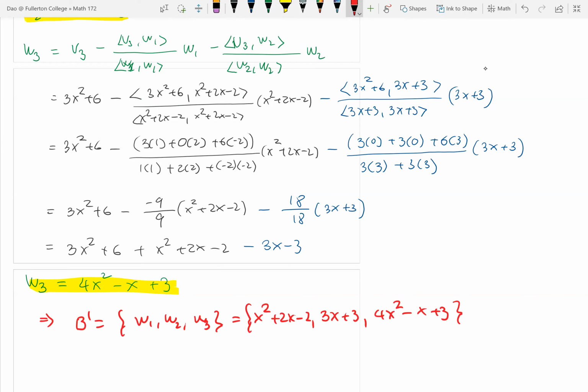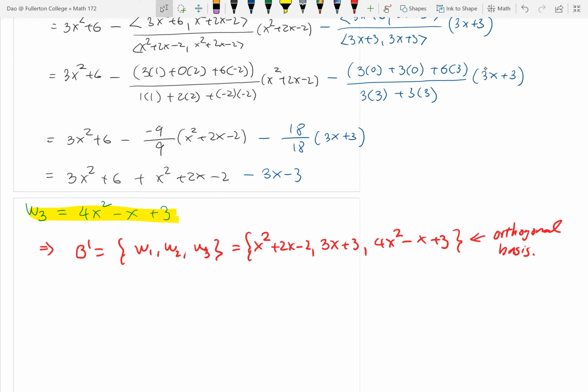Okay, so that's your B prime. You want to find the B double prime, you can still find the unit vector of each W, and that will give you B double prime. So again, this will be orthogonal bases. All right, so that's how we use the Schmidt process to convert any vector, any bases, into orthogonal bases or orthonormal bases.